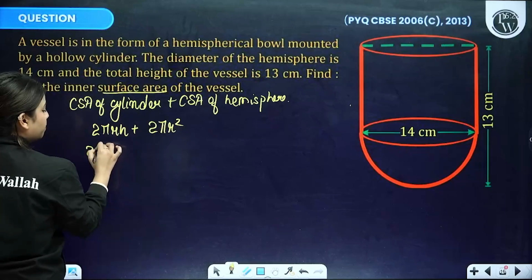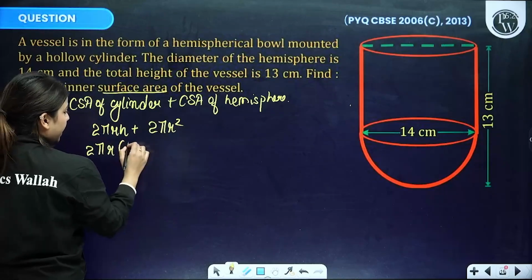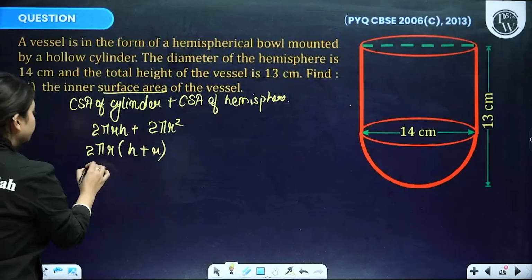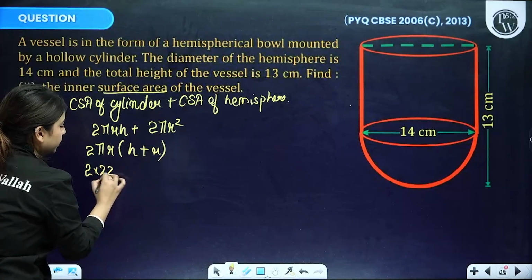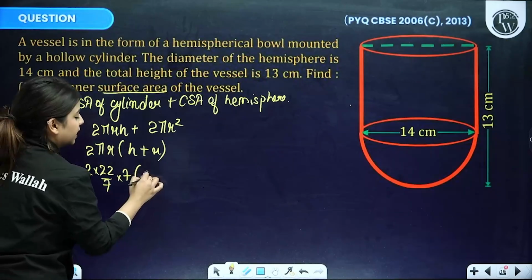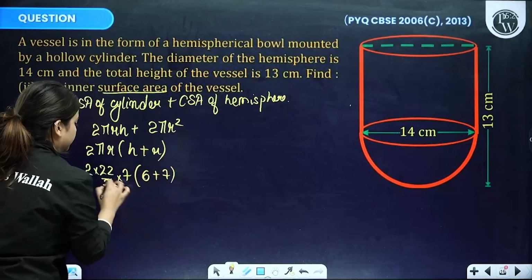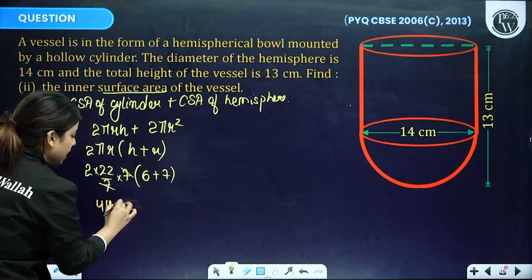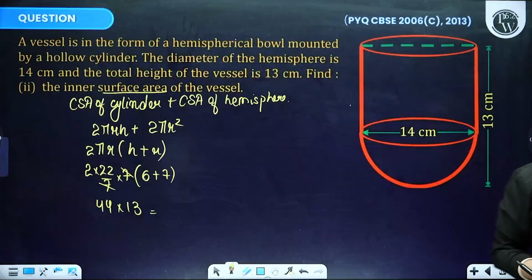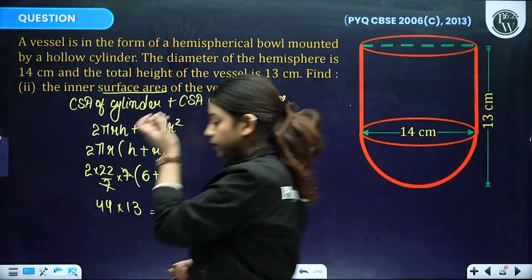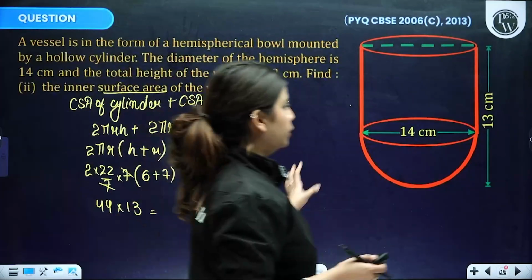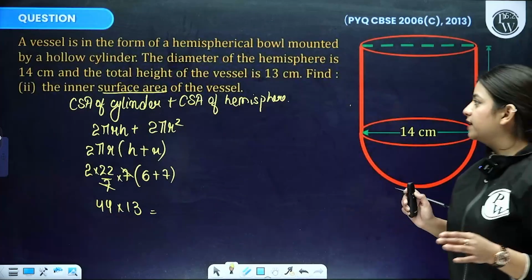If you want to take 2 pi r common, you can take. Inside you will be left with h plus r. Let's put the values: 2 into 22 by 7 into radius, that is 7, times height of the cylinder, that is 6, plus radius, that is 7. 7 and 7 cancel. So we have 44 into 13, and after multiplying you will get the answer to the question. Right? So this will give you the inner surface area of this particular figure. I hope that this thing is clear to everyone.